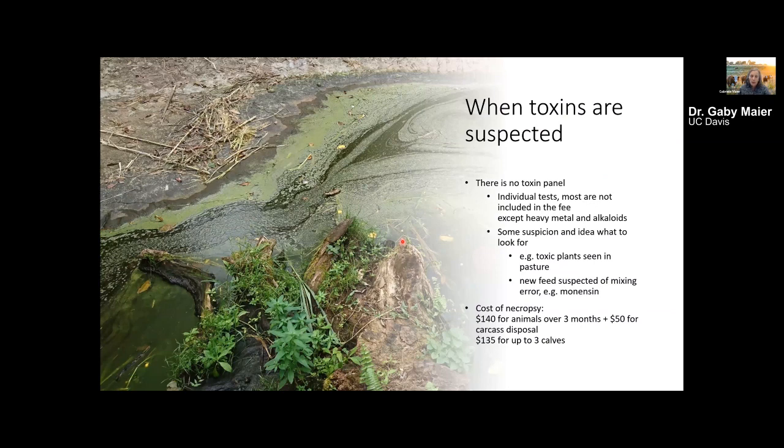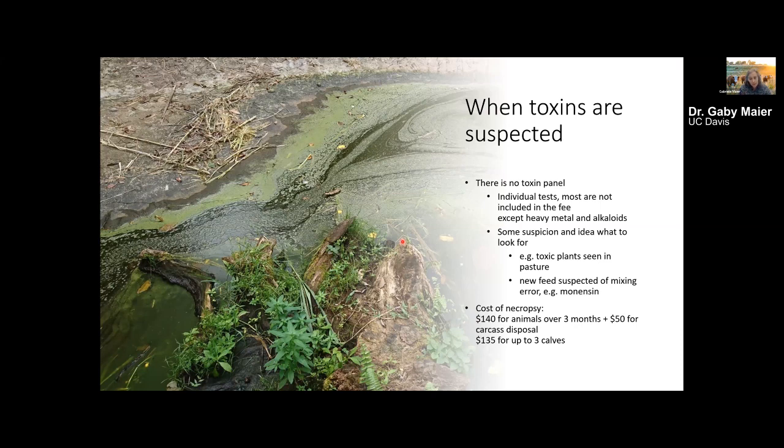So when it comes to toxins, one of the things that you need to realize is that unfortunately there is no toxin panel. So we have other panels, like we have abortion panels where we can test for a variety of different pathogens that cause abortions, or diarrhea panels. But when it comes to toxins, they all have to be tested for individually. So you can't just submit some feed and say, oh, just run a toxin panel. I think maybe it was a toxicity. You have to really know what you want to test for.